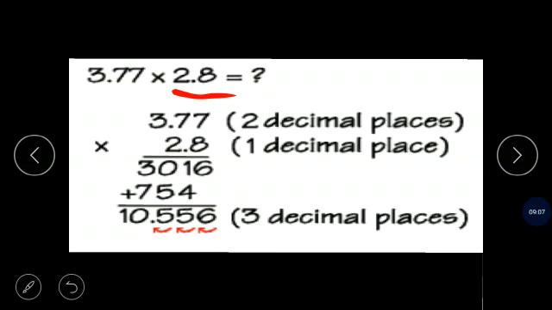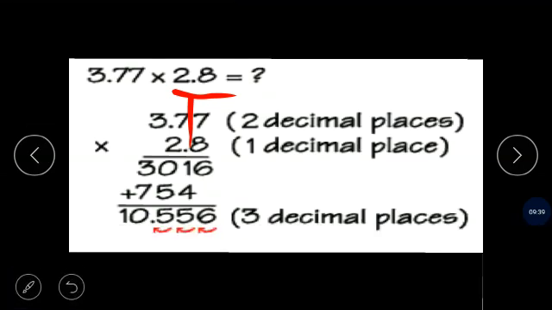Again, 8 sevens are 56 and 5, 61. That is 1, carry 6. 8 threes are 24 and 6, 30. Now 2 sevens are 14, carry 1. 2 sevens are 14 and 1, 15. Carry 1. 2 threes are 6 and 1, 7. Now just add this. So here 6, 5, 5 and 10.